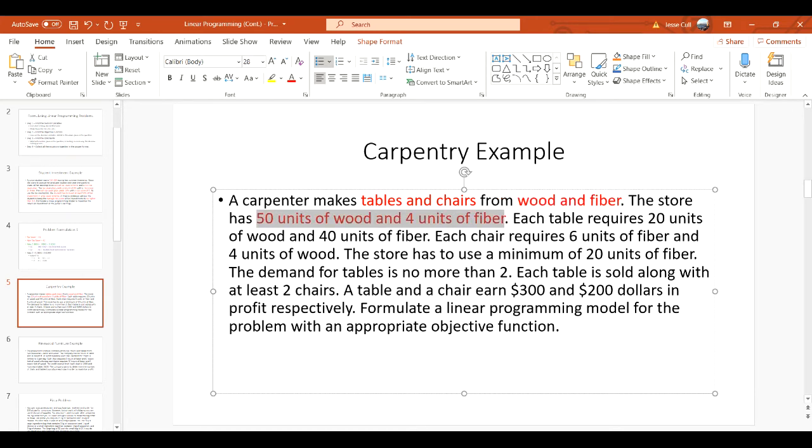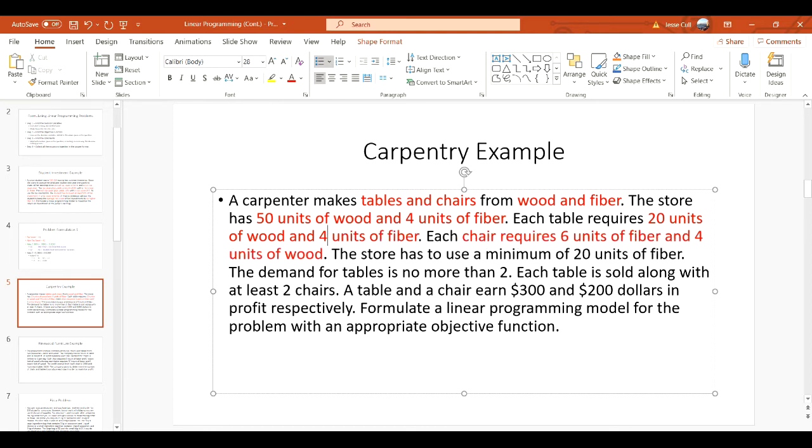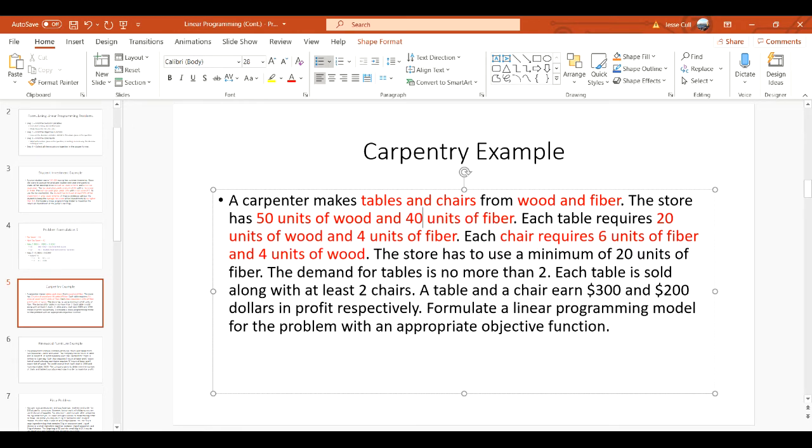Each table requires 20 units of wood and 40 units of fiber. Each chair requires 6 units of fiber and 4 units of wood. What we've just highlighted is, A, how much wood and how much fiber are required for each table and chair, as well as the total units of wood and fiber. But there is one mistake. These numbers were incorrect, so it's 40 units of fiber held by the store, and a table requires 4 units of fiber.